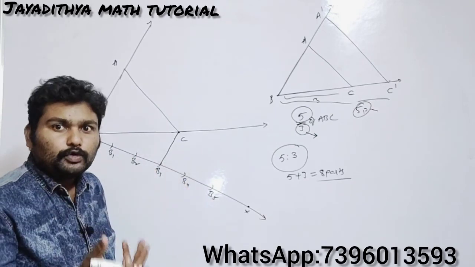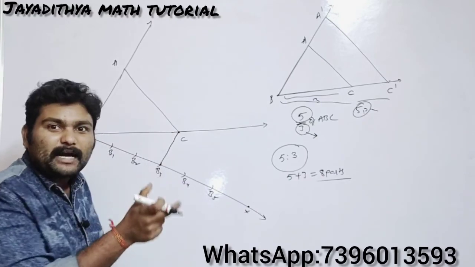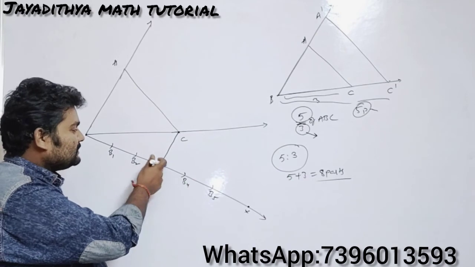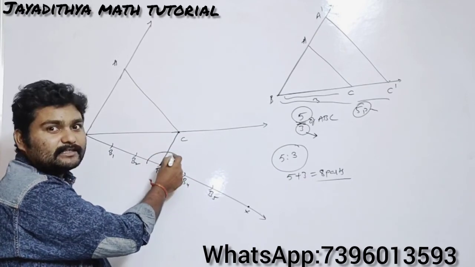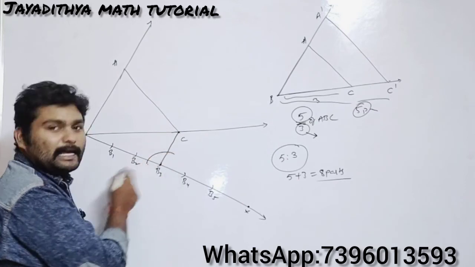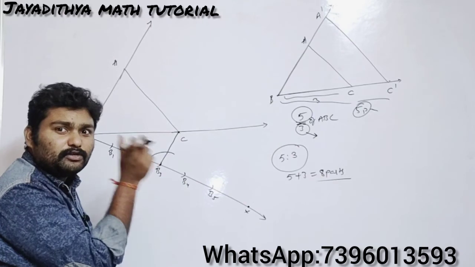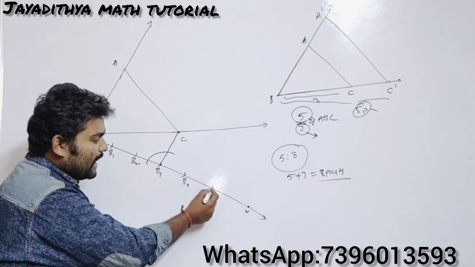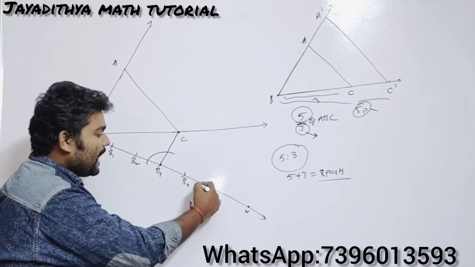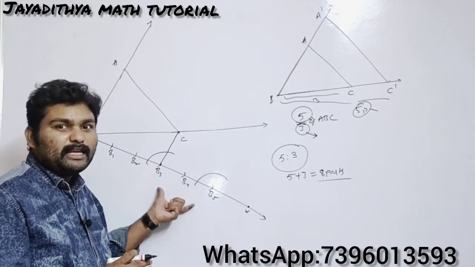So if you want to draw parallel lines, what you need to do here? First of all, take B3 as center, take some convenient radius and draw an arc like this, such that it cuts 2 lines. With the same radius, without disturbing the compass, now take the center as B5, mark the point here and again draw an arc. Got it? This part is very, very important.